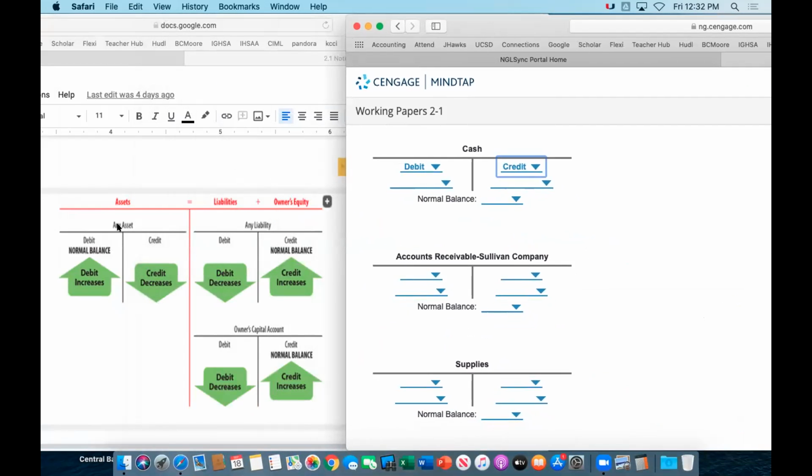So cash is an asset. Debits on this side, credits on this side. Cash has a normal balance on the increase side. That's a debit. So we will increase over there. We decrease on the right. Assets are on the left side of the accounting equation. So we increase on the left side. Normal balance is a synonym for what side? Increase side, the debits.